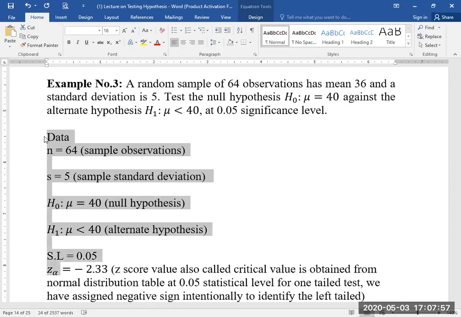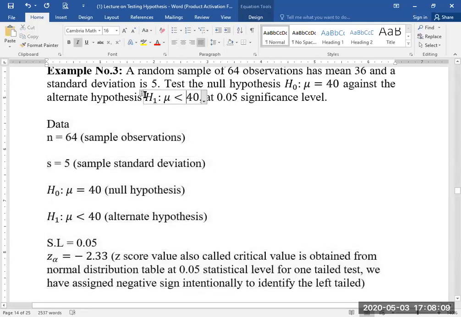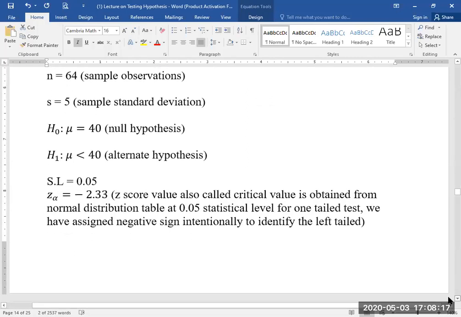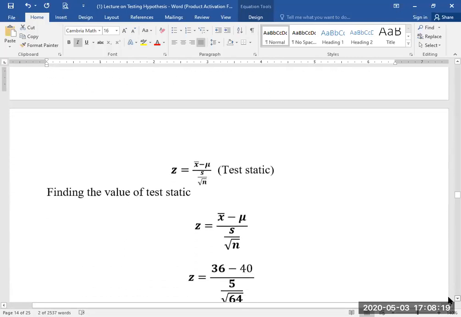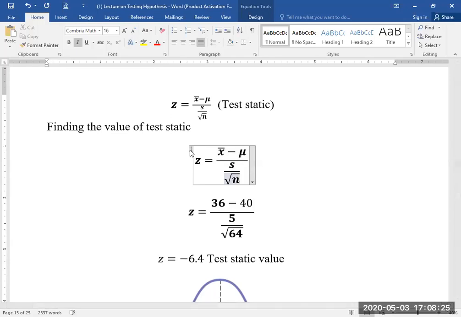Now, student, n was 64, s was 5, and we have been given this null hypothesis and alternate hypothesis. The significance level is 0.05, and I have calculated from the normal distribution table the critical value is minus 2.33. Why minus? Minus because it is on the left side from the alternate hypothesis. Therefore, it is a one tail test and left-sided test. Okay, student, now I didn't calculate from the table, I'm just going to calculate the test statistic value.